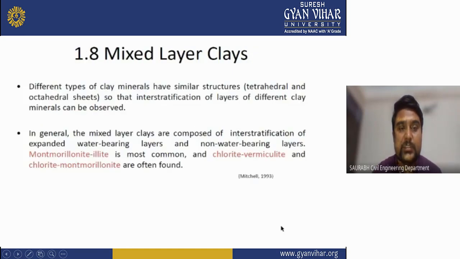Now we will see the mixed layer clay. Different types of clay minerals have similar structural properties. So, within the layer, different clay minerals can be observed. In general, mixed layer clays are composed of a stratification of expandable water-bearing layers and non-water-bearing layers. Monomineralic illite is the most common, and chlorite, vermiculite and others are the minerals obtained in the soil.